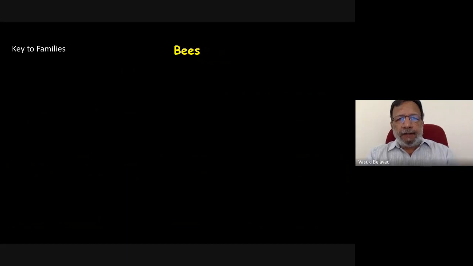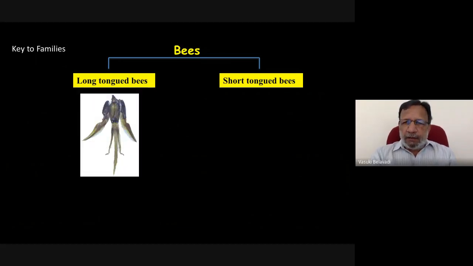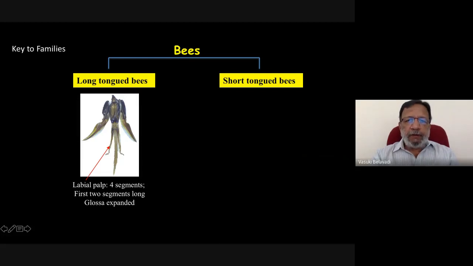Now, how to identify these families? When it comes to taxonomy, we need to know how we can identify a megachilid from an apid and the different families. I'll just give up to the families, the key to the families. So the bees can be grouped into two major categories: long-tongued bees and short-tongued bees. Long-tongued bees have a long proboscis. Here the labial palp has four segments, and the first two segments of the labial palp are longer compared to the remaining two segments. The remaining two segments are very, very short. And this you have in Apidae and Megachilidae.